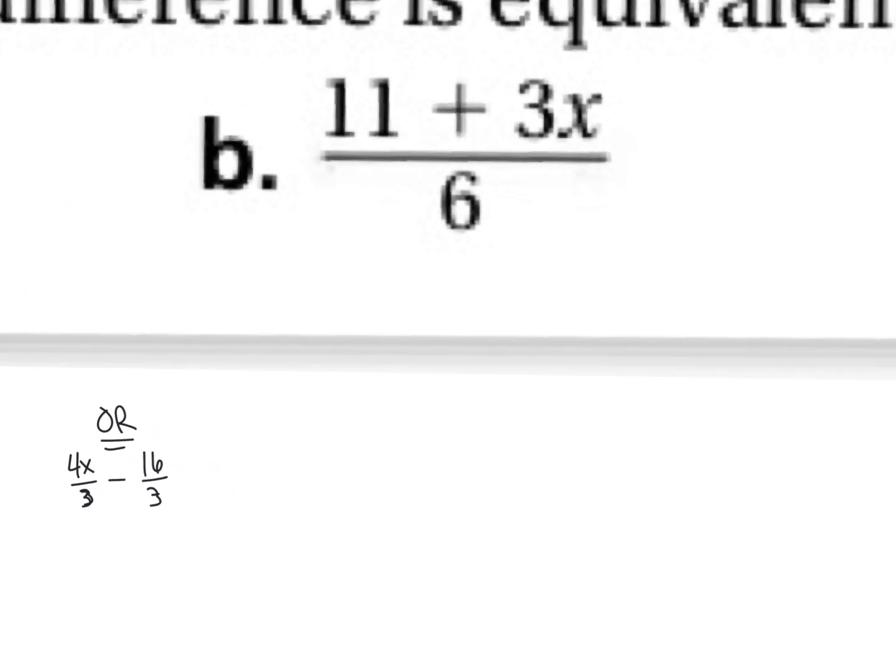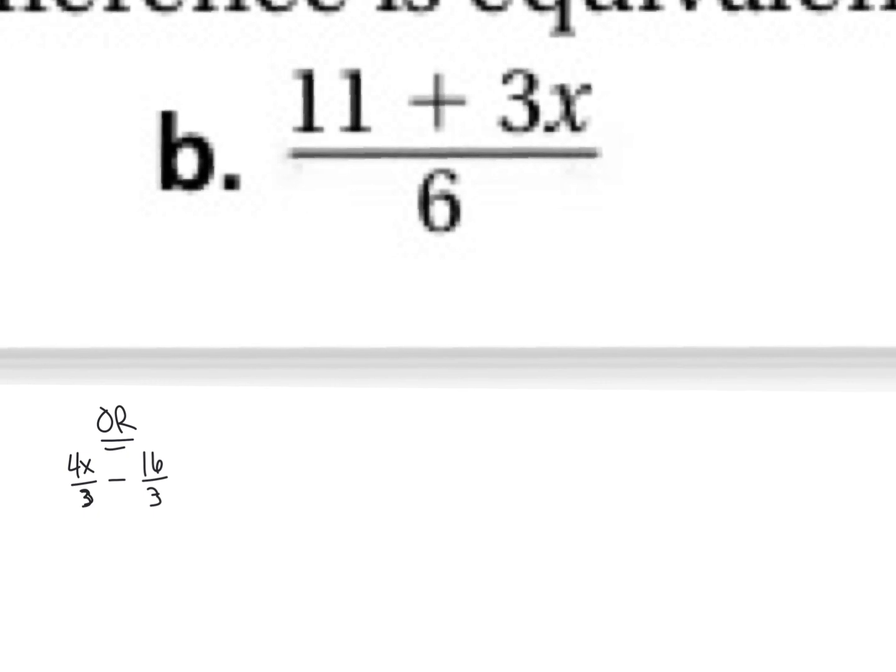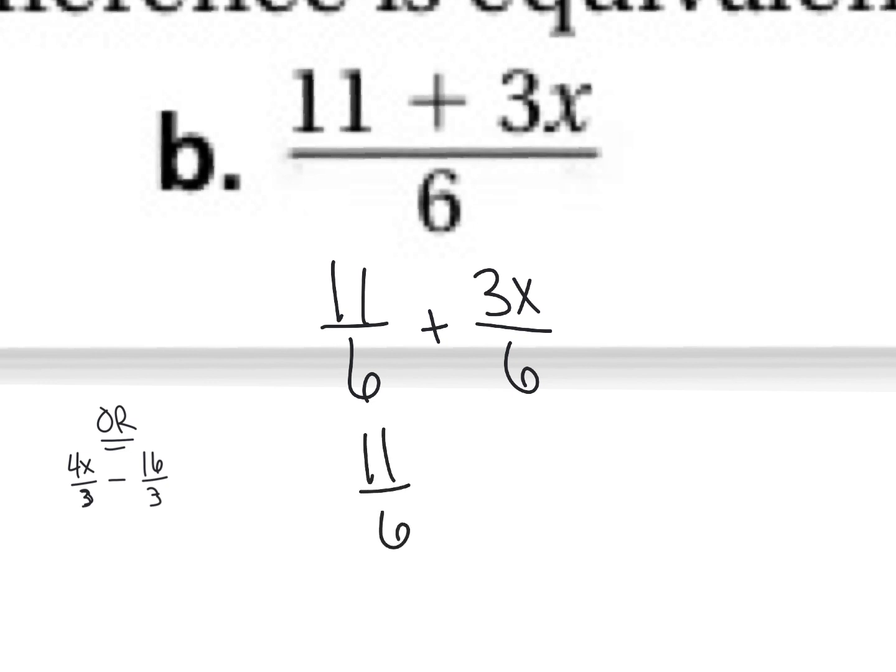So you go to part B, same idea. We've got this fraction that has two terms in the numerator. We're going to try to write another equivalent expression for it. If we just take this one and split it into two fractions, we've got 11 over 6 plus 3x over 6. At that point, 11 over 6, we could change it to a mixed number, but we probably won't worry about that. But the 3x over 6, we can reduce that down.